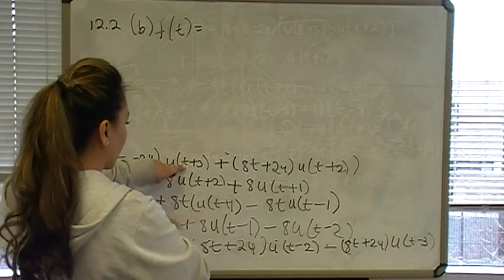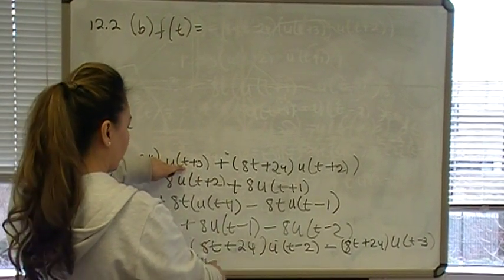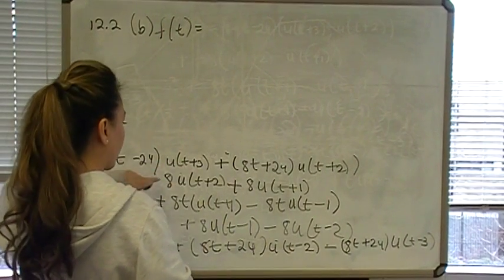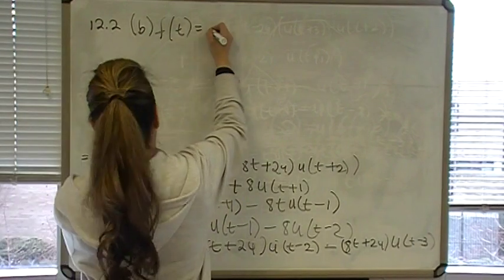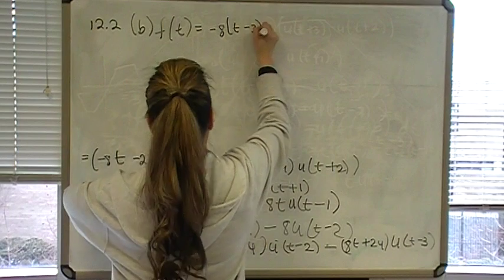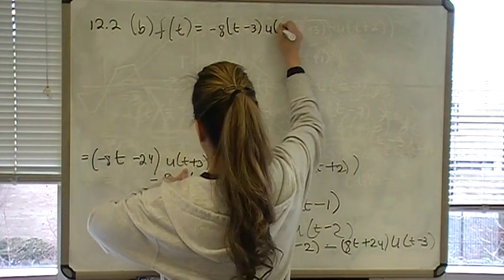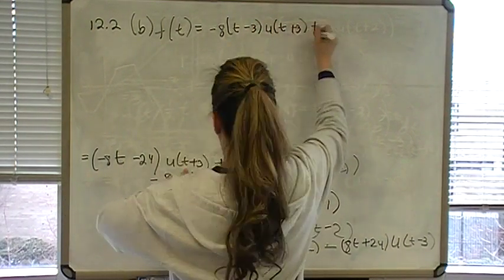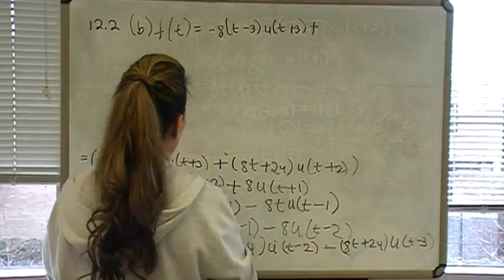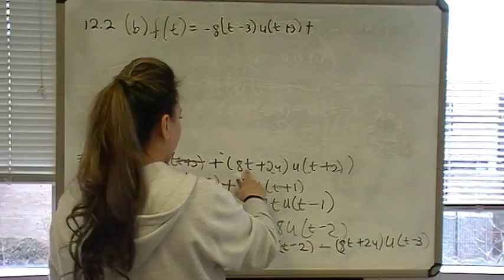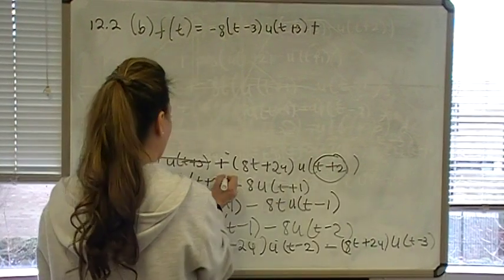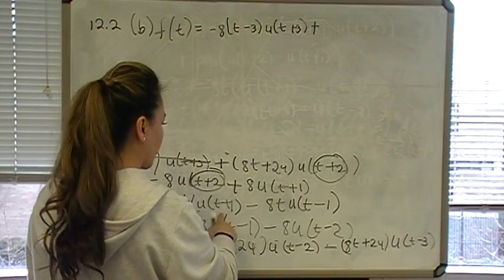U of t, do I have any other u of t plus 3? No. So this is just by itself. We're going to rewrite this as negative 8t minus 3 u of t plus 3. Next, u of t plus 2. So now I'm done with this. Next, do I have anything else as t plus 2? I have a t plus 2 here.